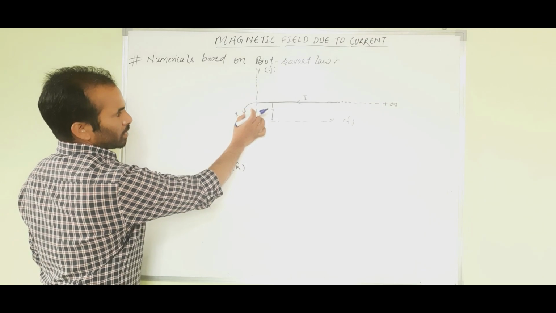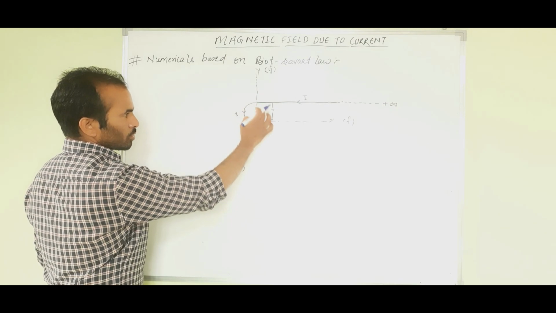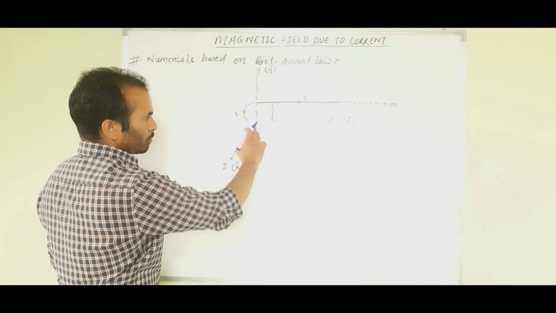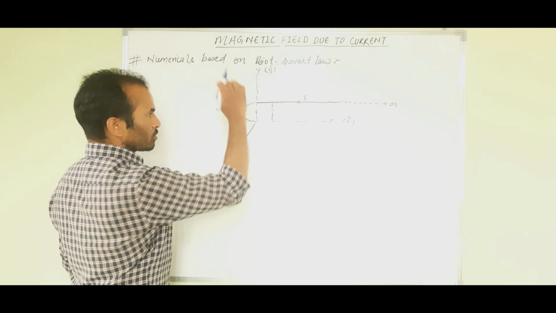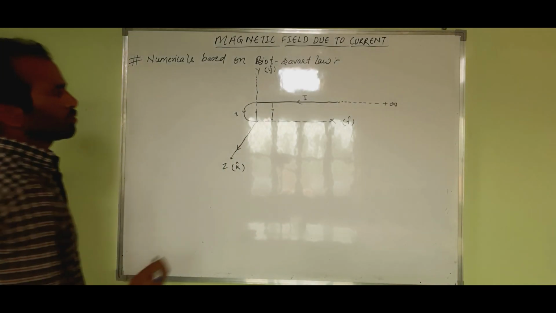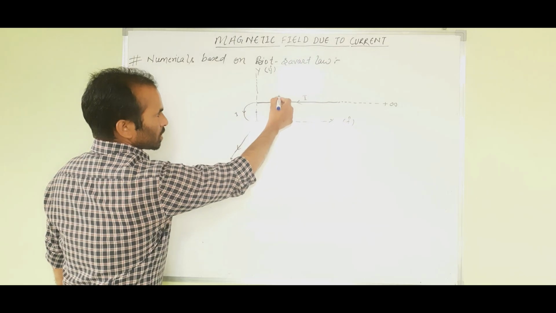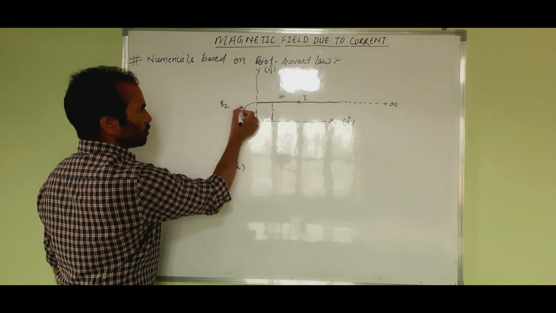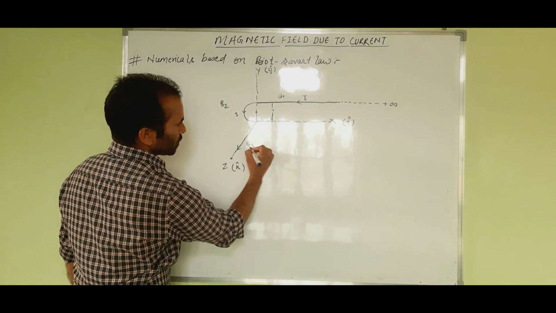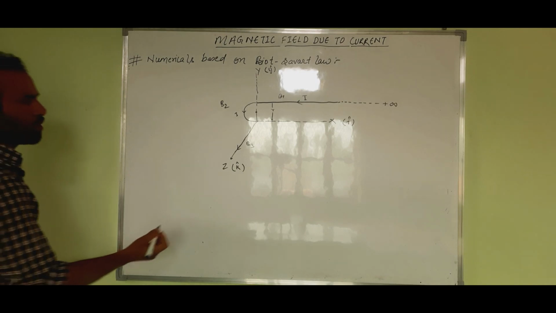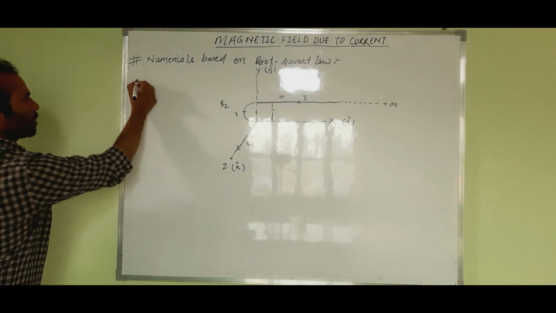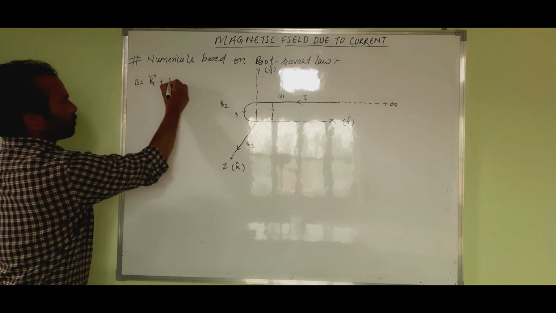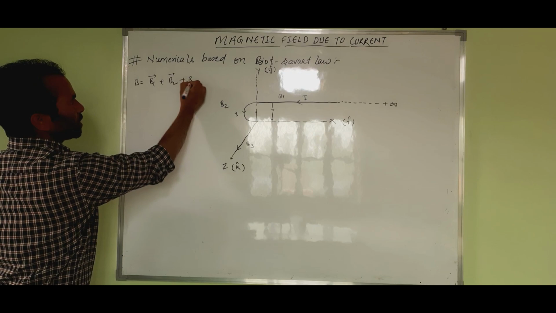So definitely the radius of this semicircular arc will be r by 2, and from this conductor this distance will also be r by 2. Suppose the magnetic field due to this conductor is B1, from this semicircular arc is B2, and for this it is B3. So the total magnetic field we have to calculate will be the resultant of B1 plus B2 plus B3.